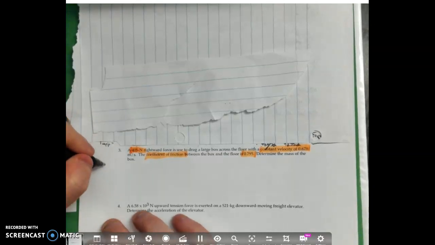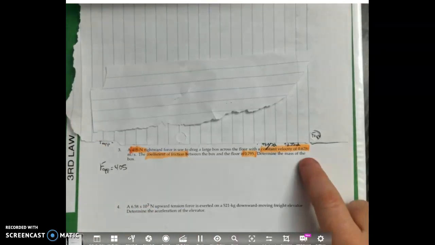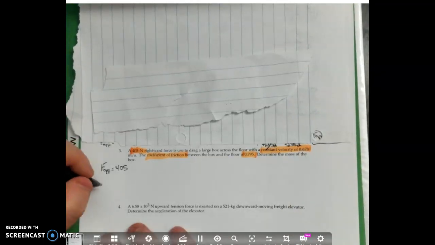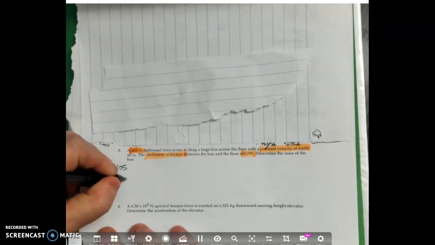All right, so let's write some stuff down. They give us the applied force. Force applied is 405. Good. They say it's a constant velocity. I'm not going to write that down, but I'm going to mentally note it. Now they give us the coefficient of friction. The friction coefficient equals 0.795. They don't give us anything else. So they give us very little, and we're supposed to find the mass.